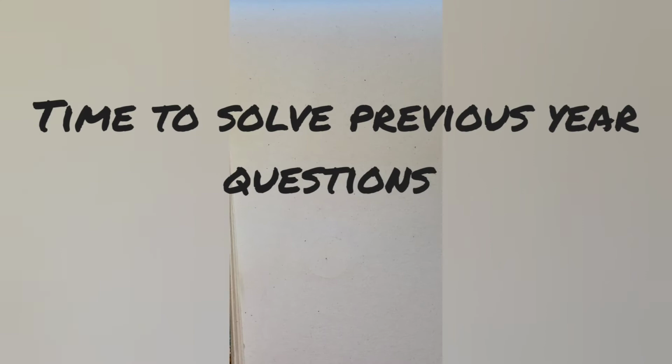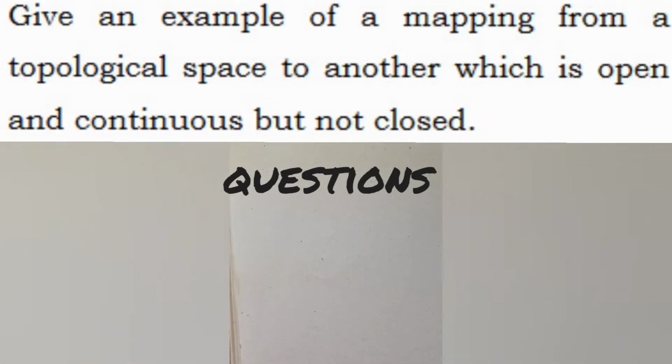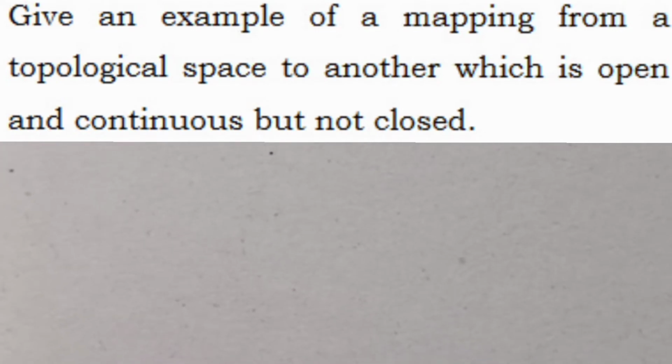Our first question says, give an example of a mapping from a topological space to another which is open and continuous but is not closed. This is a 2 marks question.